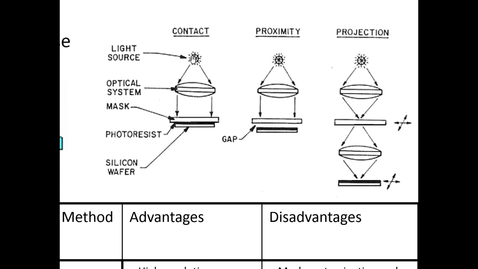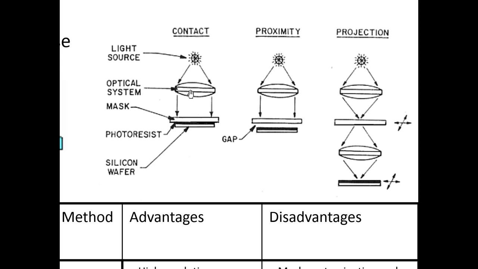In the case of photoresist, when the photoresist is exposed to ultraviolet light, it becomes either soluble in the case of a positive resist, or it becomes insoluble in the case of a negative resist. And both processes can be used. But this diagram is showing the different modes of lithography. So in the contact mode, we have the light source up here. Okay, and that light source goes through an optical system, usually a series of lenses, which collimate the light.